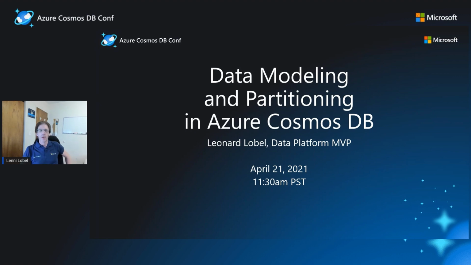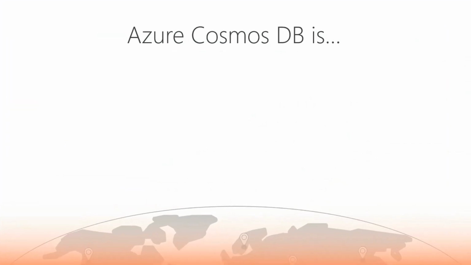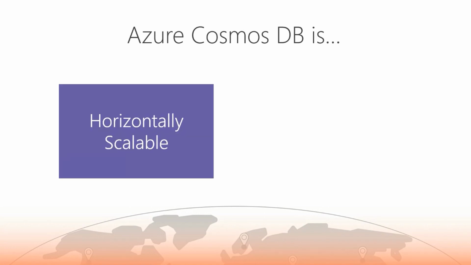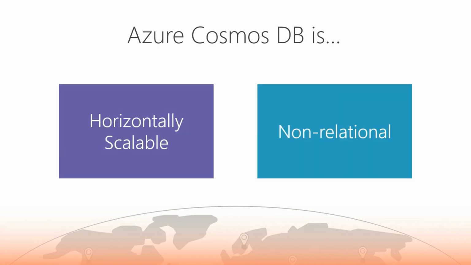We all know that partitioning is very critical, so we're going to be talking quite a bit about that. Of course, Cosmos DB is many things. It is horizontally scalable, it is non-relational, and a bunch of other things. We can define it as being globally distributed, multi-model, tunable consistency. There's lots of ways you can describe Cosmos DB, but for the purpose of this session, let's just focus on these two definitions. It is horizontally scalable, and it is non-relational.